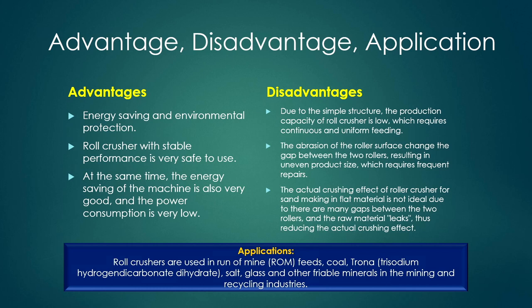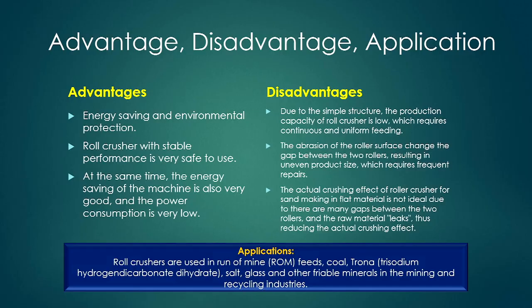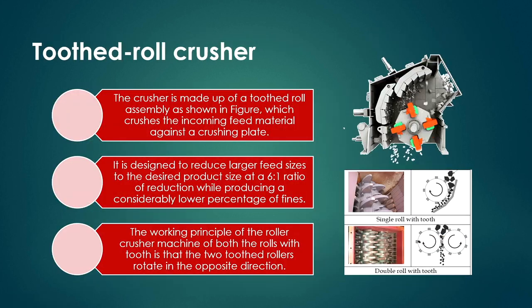Due to the simple structure, the production capacity of the roll crusher will be a little bit low, which requires continuous and uniform feeding. These roll crushers can be used for run of mine pits, coal, trona, salt, glass, and other friable minerals in the mining and recycling industries. Trona means trisodium hydrogen dicarbonate dihydrate. So, for reducing trona also, this roll crusher can be used.